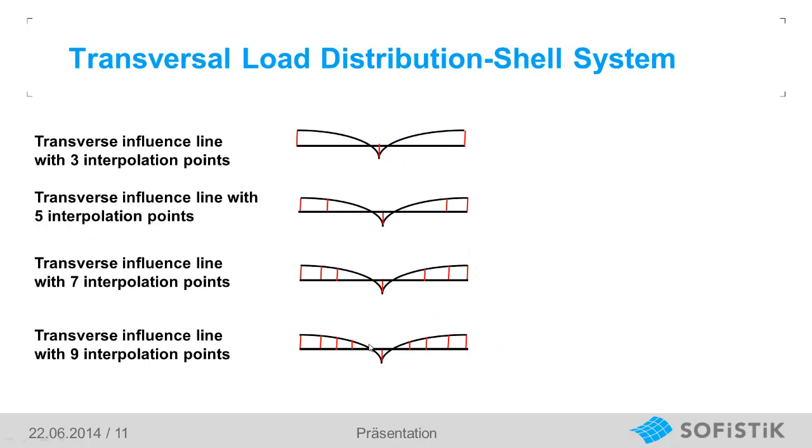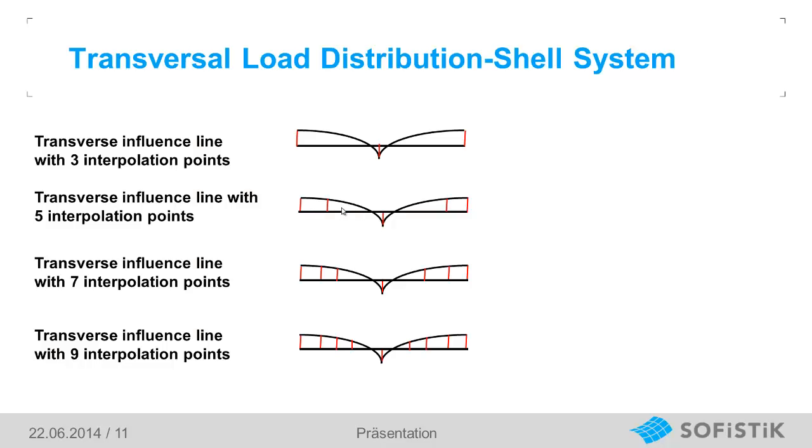And then we also have the option for a shell system. For slab systems or hybrid systems, transverse influence lines on shell elements can be established, and you can define the number of load points in the transverse direction. So you can choose whether the transverse influence line should have 3 interpolation points, or 5, 7 or 9, which you can see here.